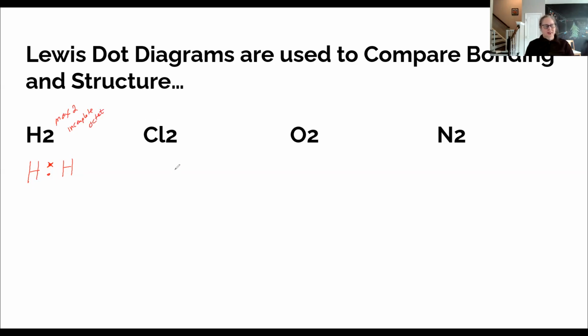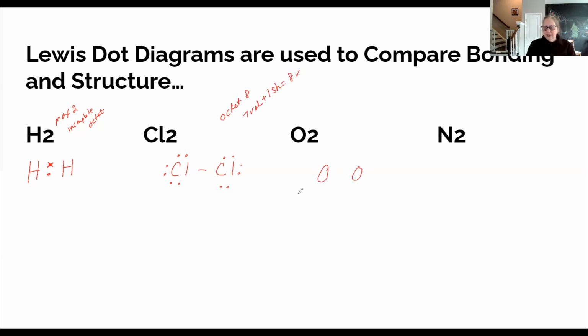Chlorine gas. Chlorine has 7 valence electrons, 1 gap, so 1 bond. But make sure you show all these 7 valence electrons: 6 unbonded plus 1 bonded gives you your 7 valence electrons. Same for both sides, and then they have an octet of 8: 7 valence plus 1 that they're sharing from the other guy.